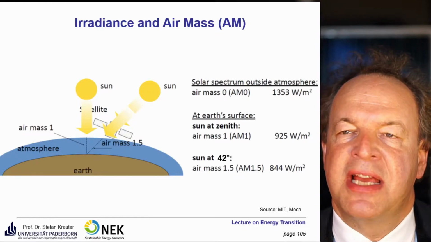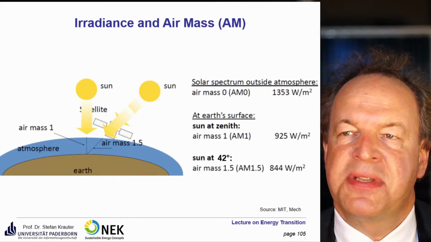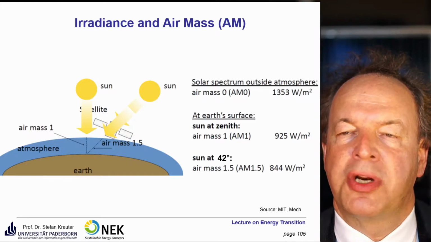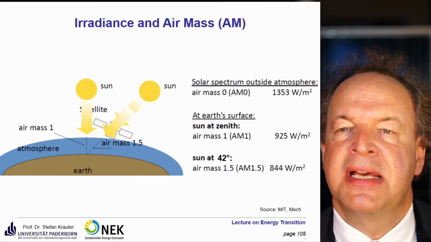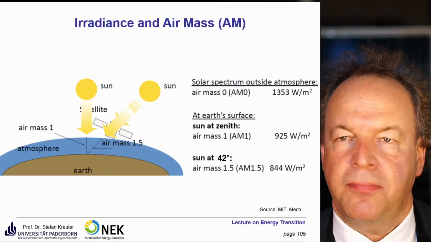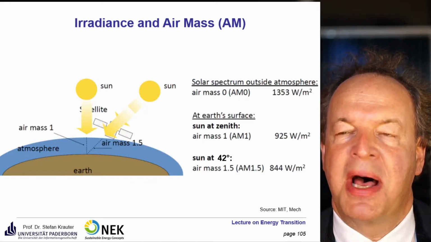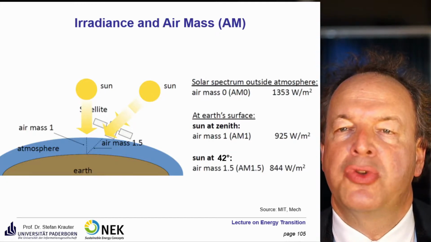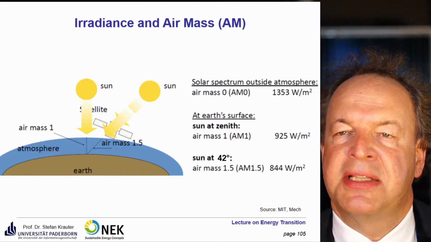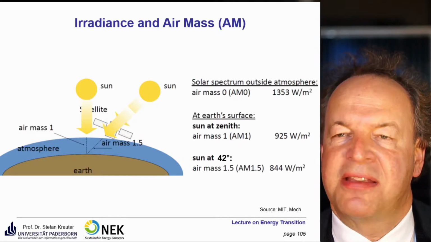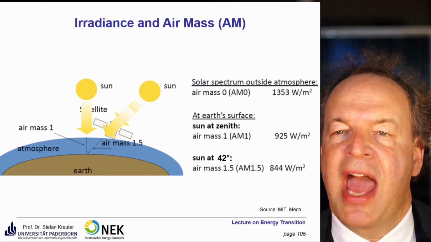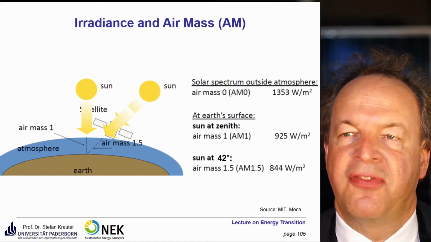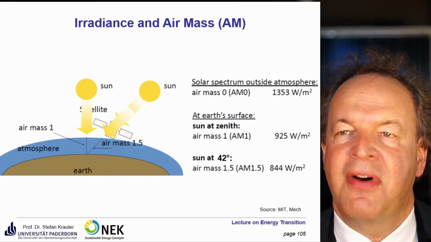So I mentioned already the air mass. The air mass describes the path length of solar radiation through the atmosphere. The shortest is perpendicular irradiance, so we call this air mass 1. For the satellites, as I mentioned already, we have air mass 0, so it's also called the solar constant. If we go to another position where the sun has a different angle than perpendicular, the path length is increasing. In this example, we have an air mass of 1.5, which is also used as a standard for measuring the efficiency, for example, of solar photovoltaic devices.